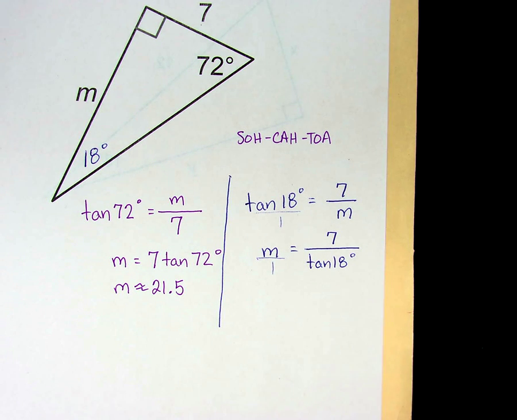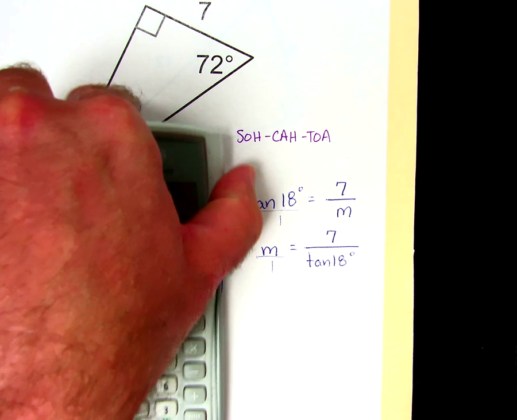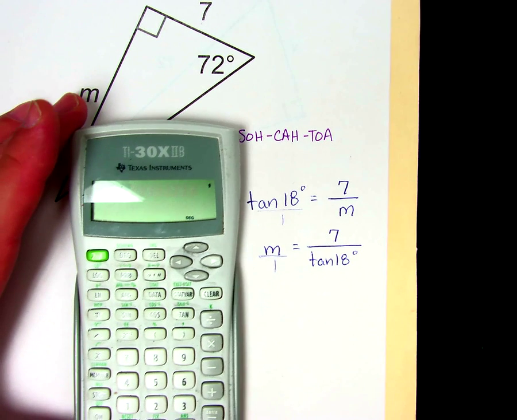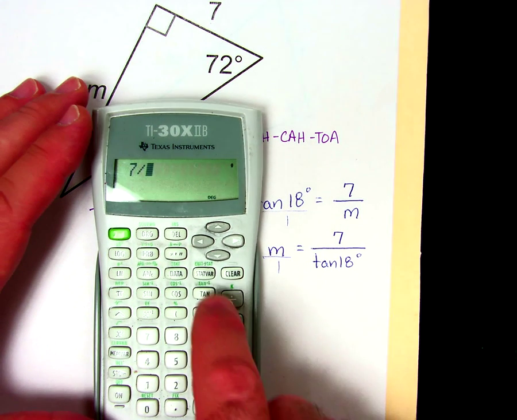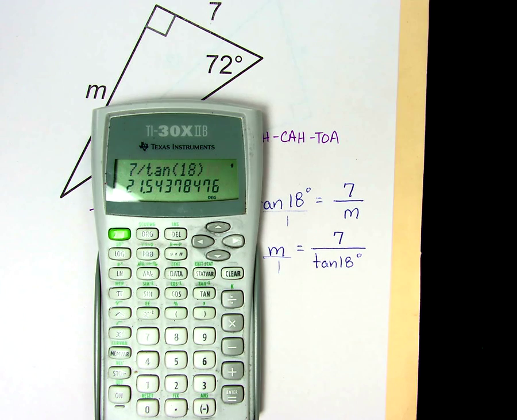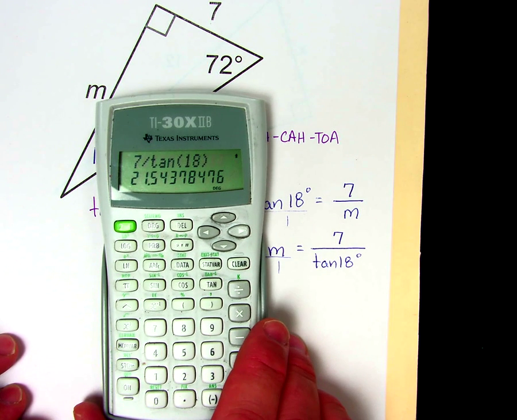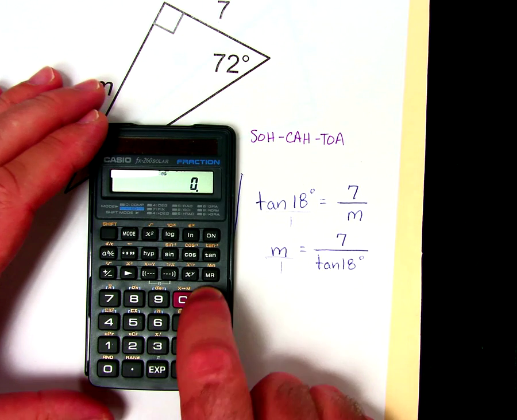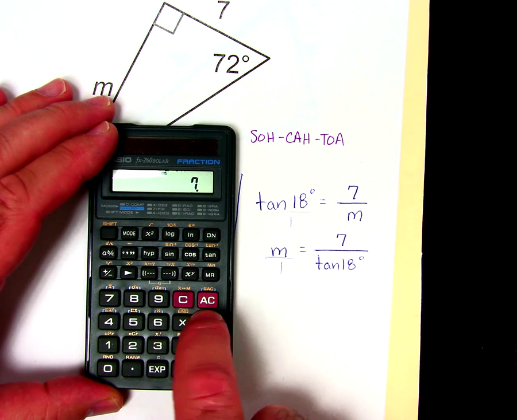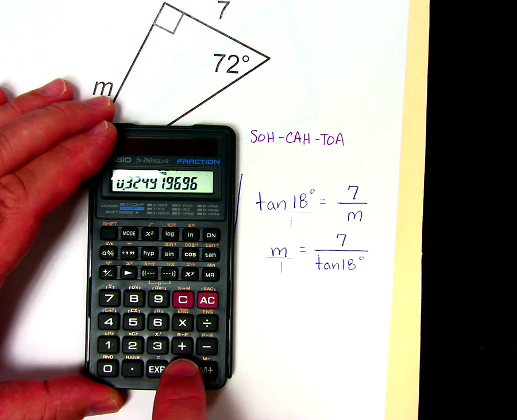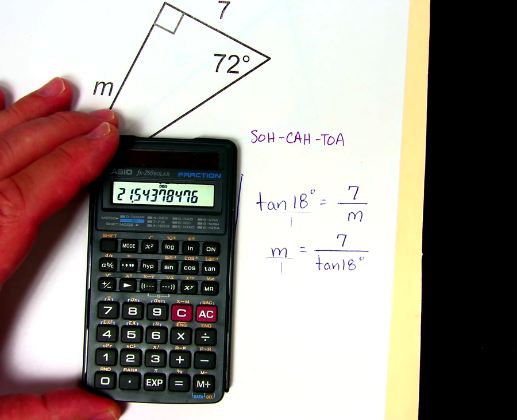So now in this case, if I take 7 divided by the tangent of 18 degrees, see, 21.5, same thing. Or on one of our other calculators where we don't see the operations, 7 divided by 18 tangent, don't forget to hit equals, there's 21.5.